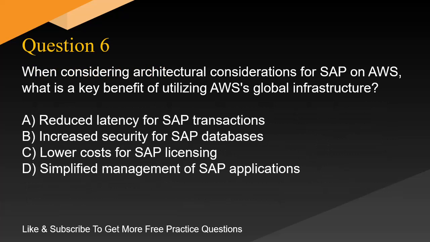Question 6. When considering architectural considerations for SAP on AWS, what is a key benefit of utilizing AWS's global infrastructure? A. Reduced latency for SAP transactions. B. Increased security for SAP databases. C. Lower costs for SAP licensing. D. Simplified management of SAP applications.